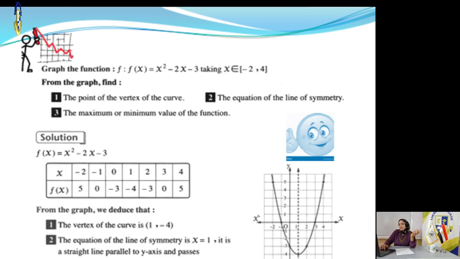Then the vertex will be (1, -4). The equation of the line of symmetry is x equals 1. It's a straight line parallel to the y-axis and passes through the vertex of the curve. The minimum value of the function here is -4. As we see, the curve is opening upward, so we have a minimum value which is -4. Then we will move to slide number 11.